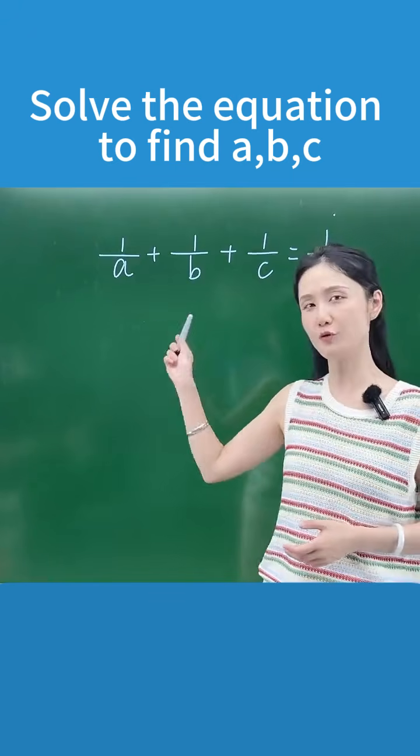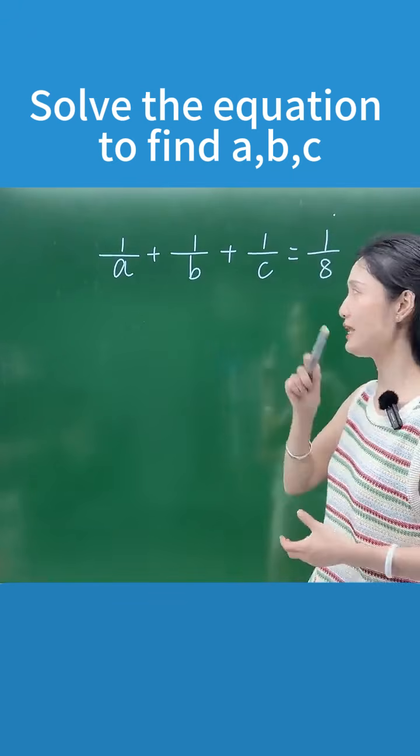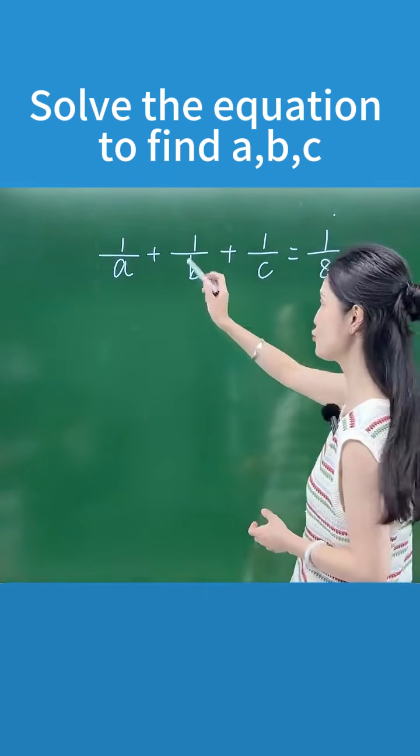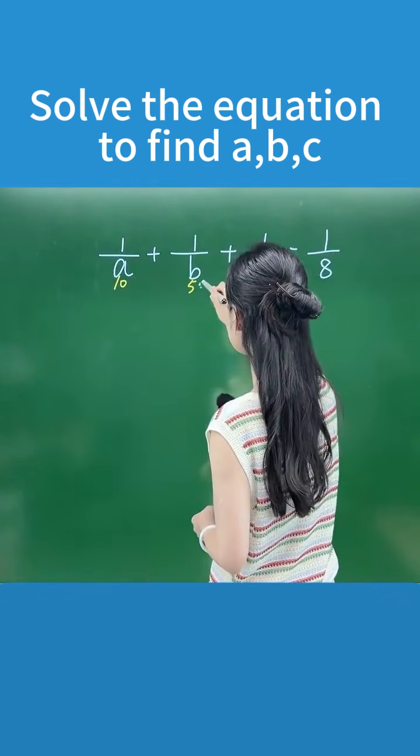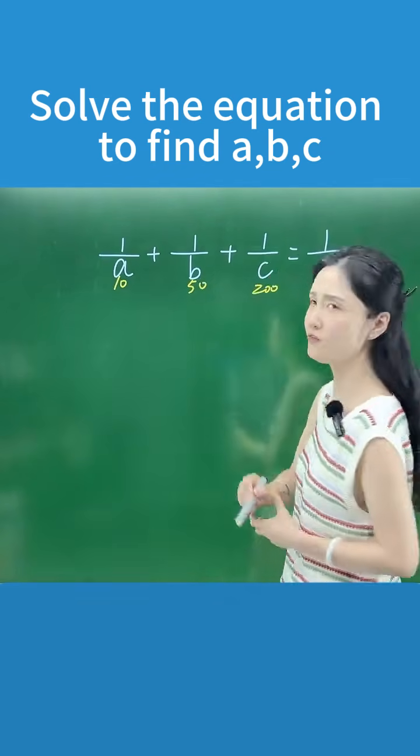I will teach you two ways to solve this difficult problem. First, let's use a kill in seconds method. I'm telling you, you can just stare at it and figure it out. This is 10, this is 50, and this is 200. Some people might ask why.